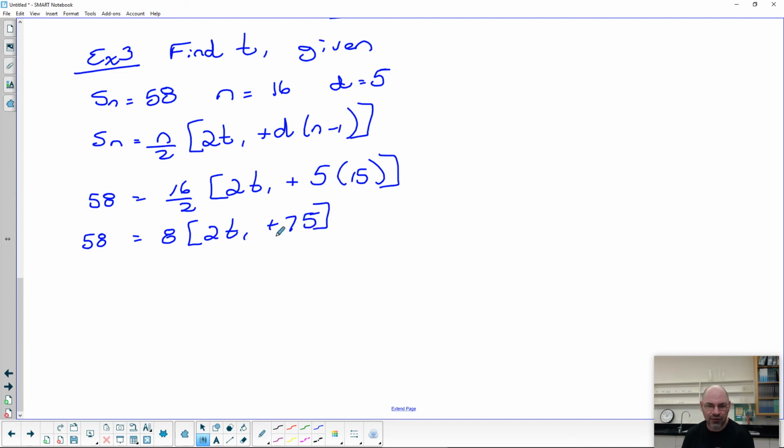Okay, now how do you solve this? Well, a couple ways you could do it. You could expand it out and then move everything around, which is what I'm going to do. So I'm going to expand it out. 8 times 2 t1s is 16 t1s. And 8 times 75 is, what is that, 600? I think. Better check that one on the old calculator. I'm a little rusty.